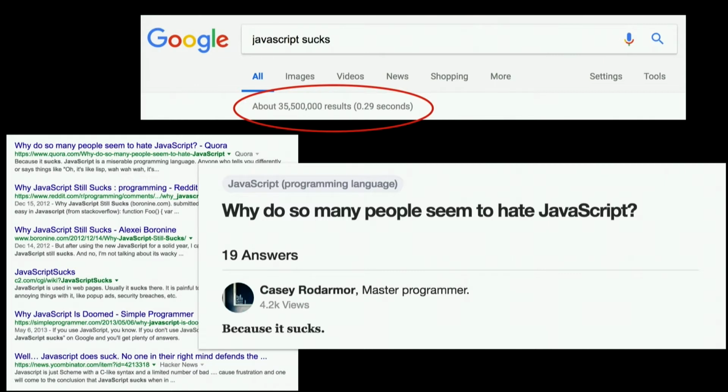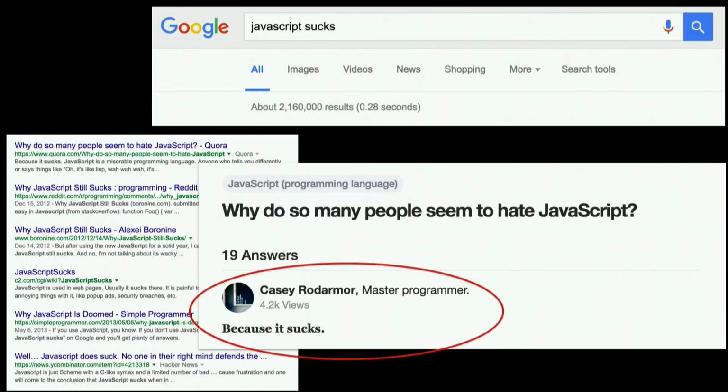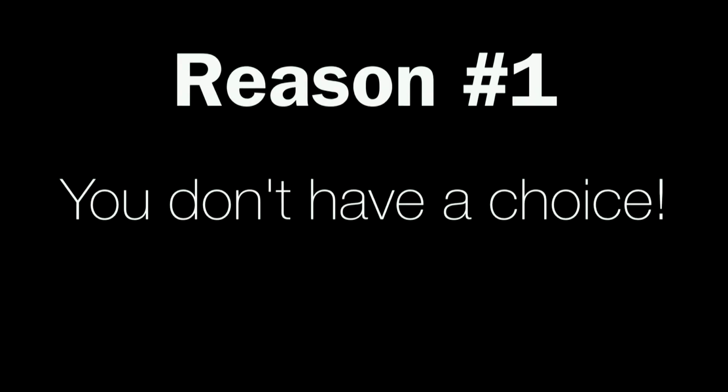And look down here. Casey, what's his face there, is a self-described master programmer, and he doesn't mince words. Why do so many seem to hate it? Because it sucks, obviously, right? Sucks so bad that there are 35 million pages devoted to its suckitude. So why use it? Reason number one, you don't have a choice.